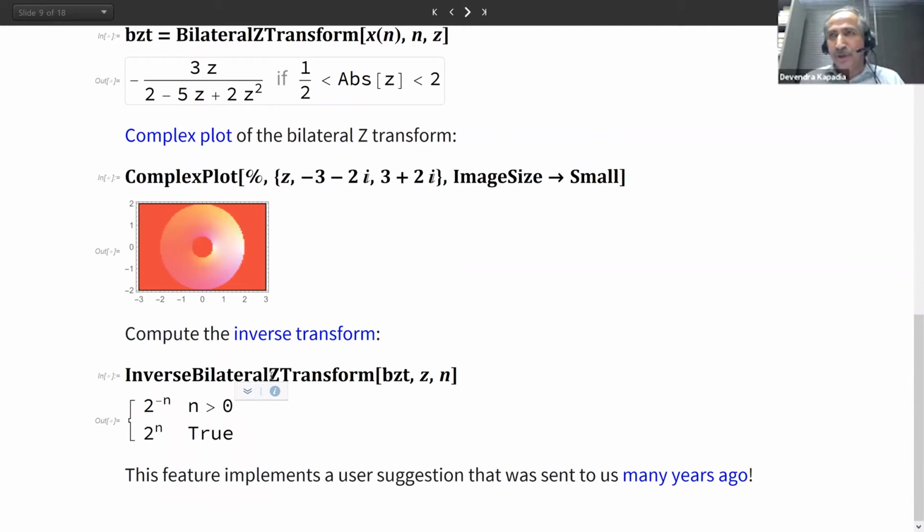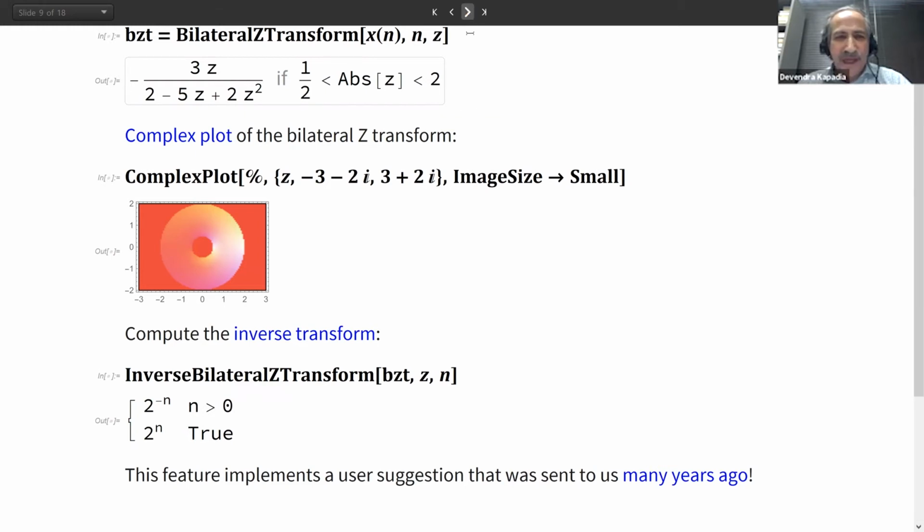And just to point out to you that the request for this came to us in 1999, and the developer who worked on this told me that he was probably in elementary school when this suggestion came in, and many years later, he actually developed the function. So well done, Haraj. Nice job with the bilateral Z transform. It's going to be very, very useful.